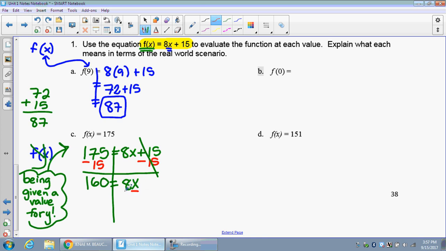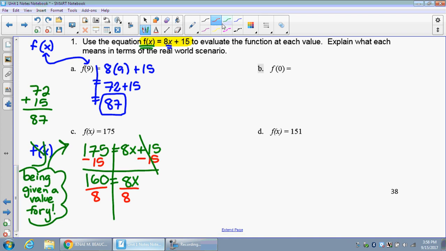This says 8 times x. The opposite or inverse of multiplying is dividing. So divide both sides by 8. I'll use my calculator for speed here. 160 divided by 8 is 20. Mental math trick for those of us that like mental math here. For a second, mentally, don't look at the 0. 16 divided by 8 is 2, and then I add my 0 and I get 20. Or just use your calculator. 160 divided by 8 is 20.